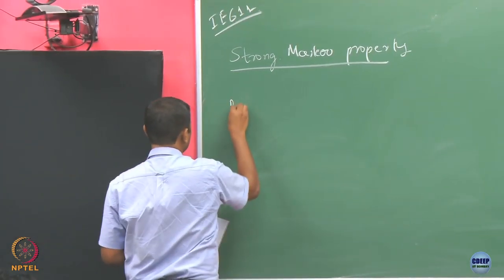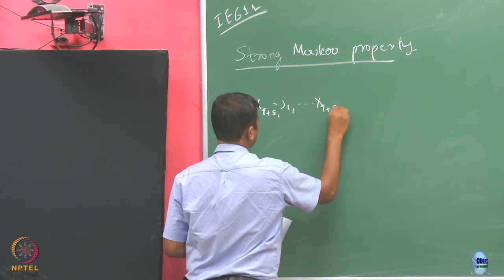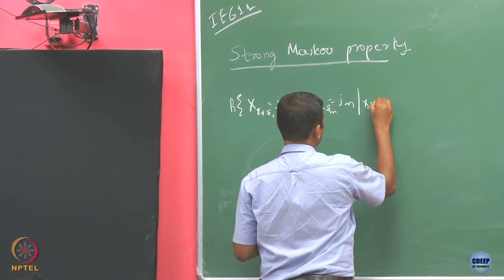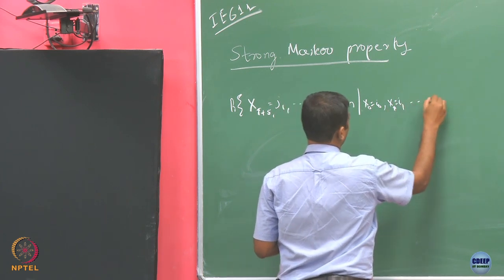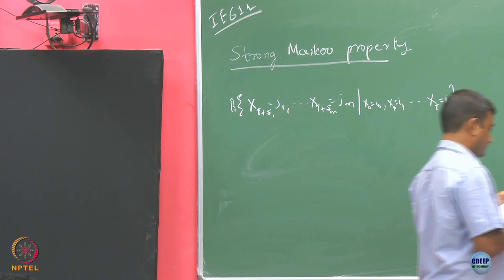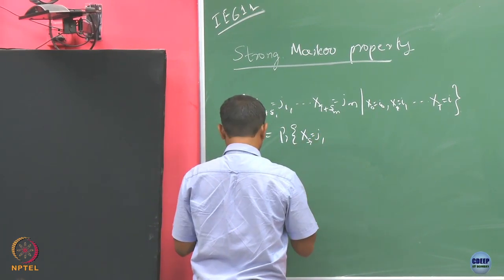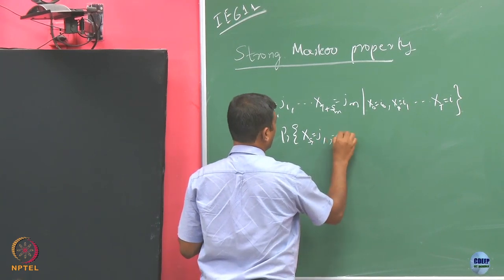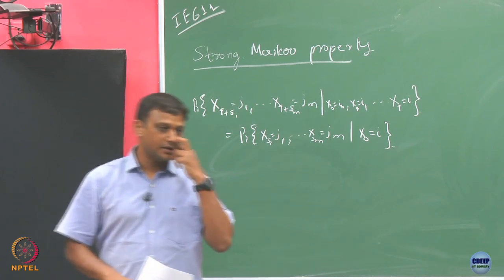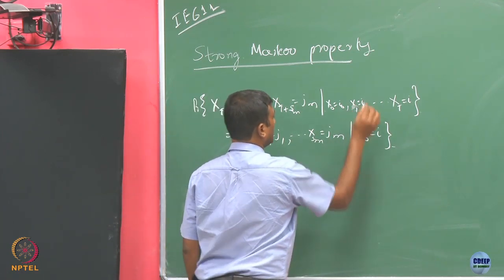Which basically said that, let X_{t+s_1} equal j_1, ..., X_{t+s_m} equal j_m, given X_0 equals i_0, X_1 equals i_1, all the way up to X_t equals i. What is this equal to? We said that it is nothing but X_{s_1} equals j_1, all the way up to X_{s_m} equals j_m, given X_0 equals i, as if from that time onwards the Markov chain begins afresh.